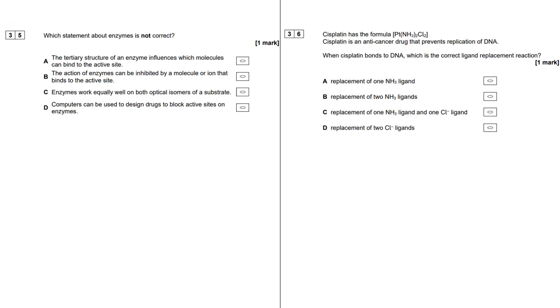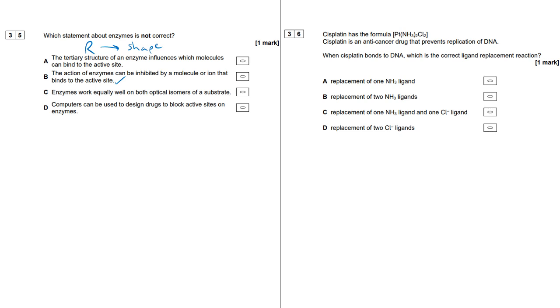Question 35. Which statement about enzymes is not correct? So the tertiary structure of an enzyme, i.e. the interaction between the R groups of the amino acids, influences which molecules can bind. That's correct because ultimately how they interact determines the shape. Statement B, the action of an enzyme can be inhibited by a molecular ion that binds to the active site. That's correct. You may have come across competitive inhibition. So a molecule binds to the active site, preventing the actual substrate from binding.